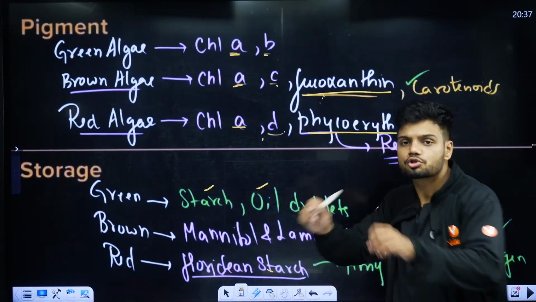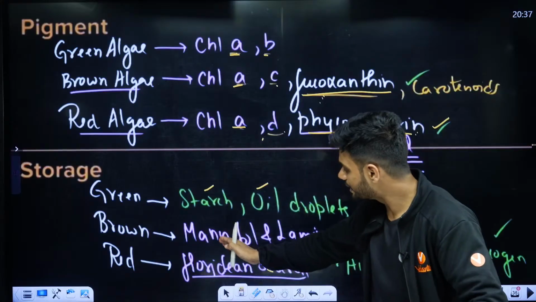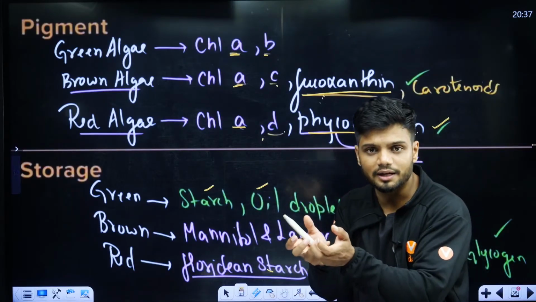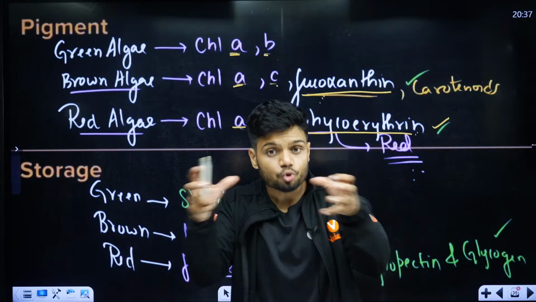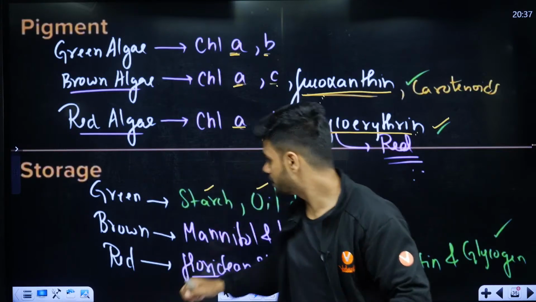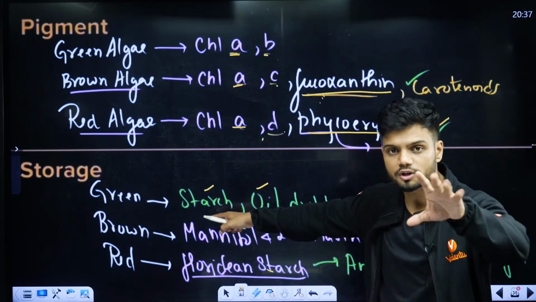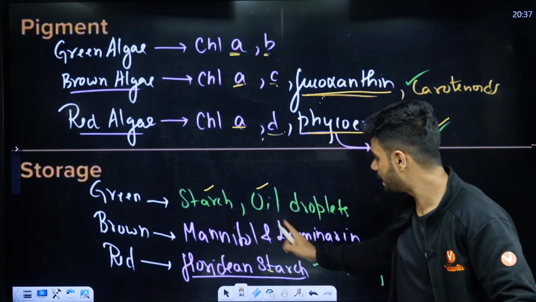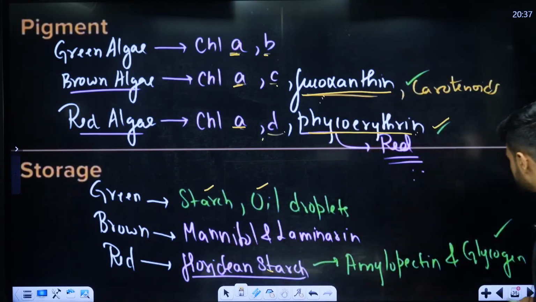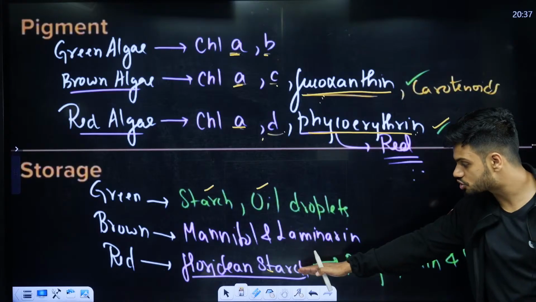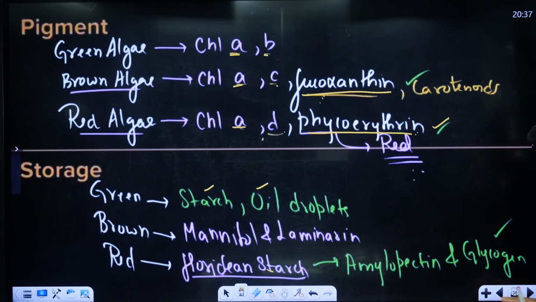ये floridean starch टूट के एनर्जी देगा. यहां पर mannitol और laminarin टूट के ना एनर्जी देंगे. The food is stored as these structures here. Starch, all of you know starch. The food is stored as starch here. Mannitol and laminarin, floridean starch. And this floridean starch has a structure similar to amylopectin and glycogen.